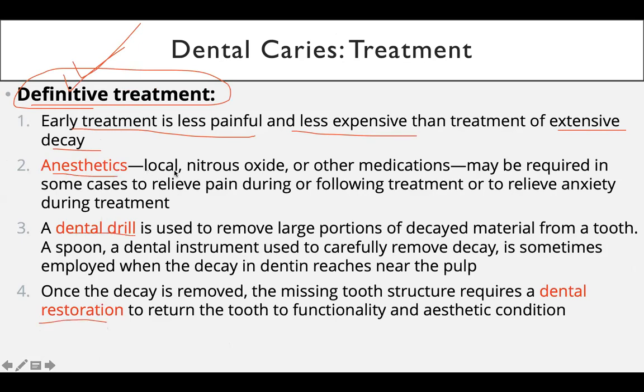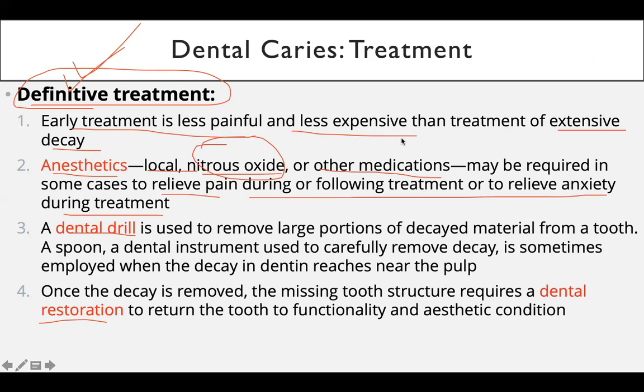Anesthetics, for example local anesthesia, nitrous oxide and other medications, may be required in some cases to relieve pain during or following treatment, and to relieve anxiety during treatment. So sometimes they use local anesthesia and some nitrous oxide. If prolonged treatment is required, or the treatment is long, for certain hours, then they use nitrous oxide, laughing gas, and other medication.